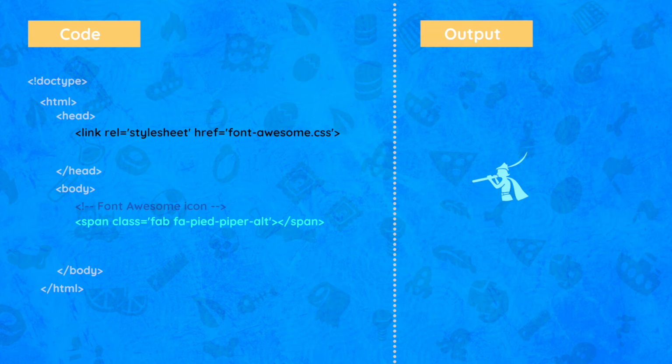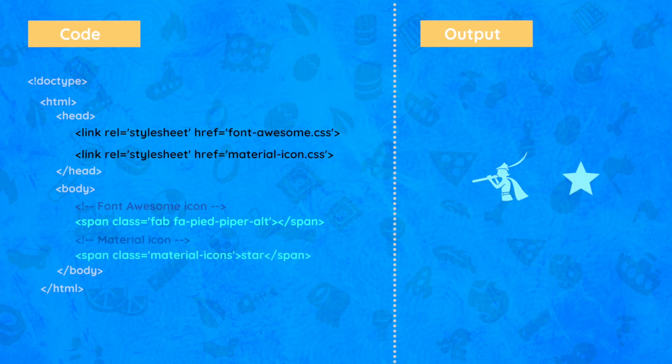Now, it's time for Material Icons, which are by the way from Google. To use them, we'll add the Material Icons style sheet to the head section. Then we'll come back to the body section and we'll create a span element with the class material-icons and add some icon text inside it. And voila, we get the icon.